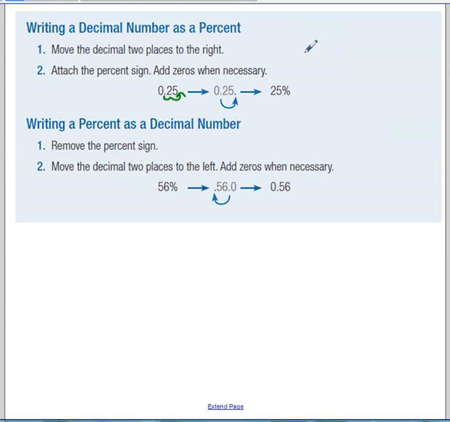An example where you might need to add a zero would be if you have 0.4. Notice there's only one decimal number, and so in order to move 2 spaces, we would have to add a zero to accomplish that, because we have to fill a number there, so that would equal 40%. And notice the zero is put at the end and not before the numbers.